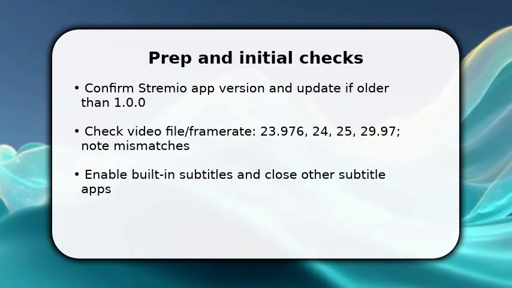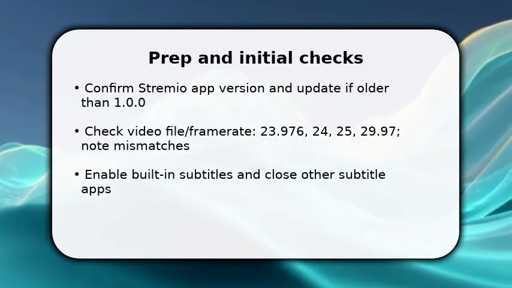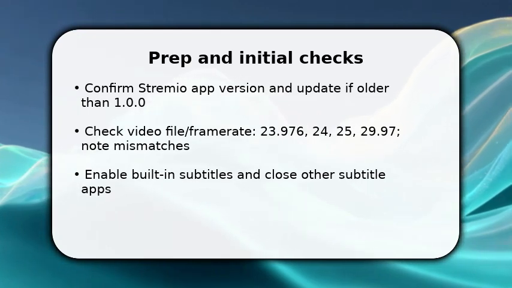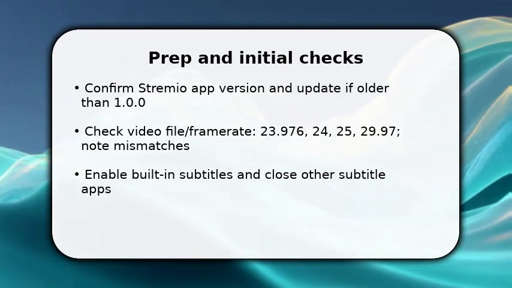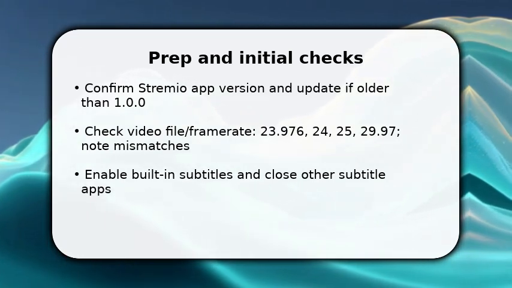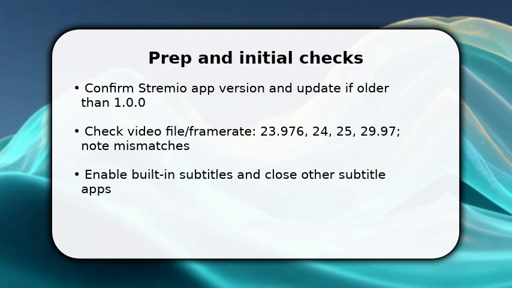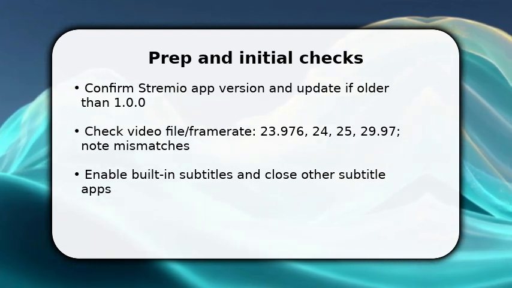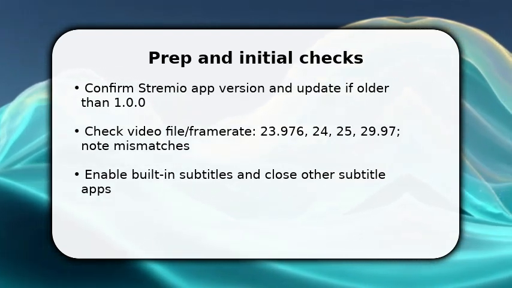Enjoy the video. You start by verifying basics so fixes work. Open Stremio, confirm the app is current, and load the problematic video. Check the file's frame rate and running time because subtitles shift when frame rates differ. Note values like 23.976 versus 25.